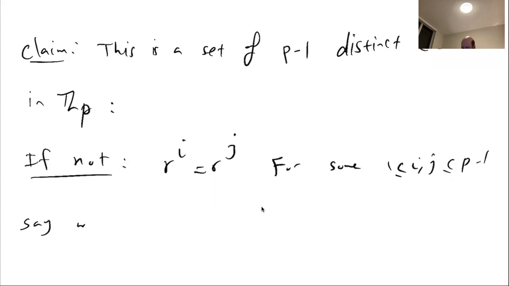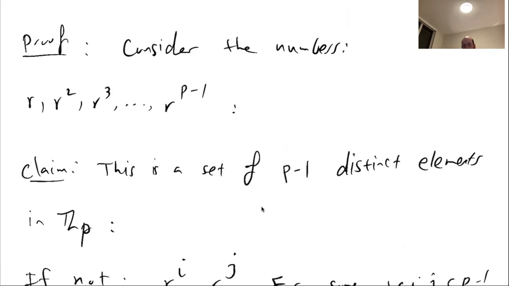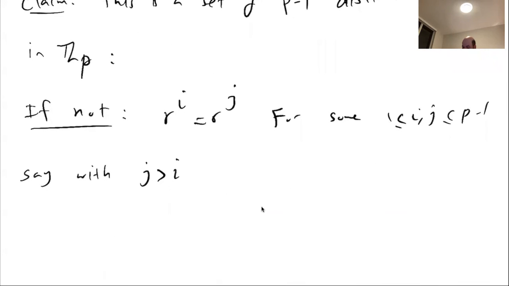Say with j bigger than i. So two of these powers, if they are not all distinct, two of them would be called, let's say, r to power i and r to power j. And then one of the powers would be bigger. I called the bigger power j and the smaller power i. And everything again is in Z_p.